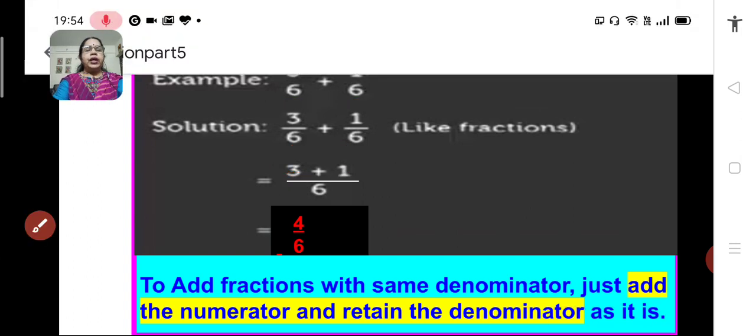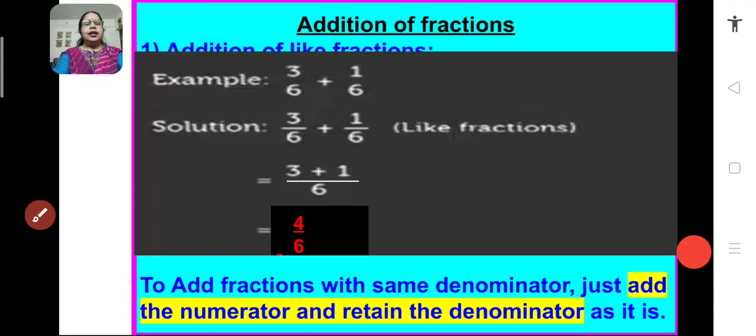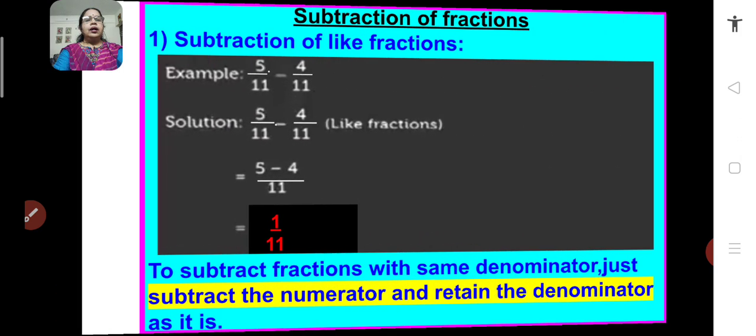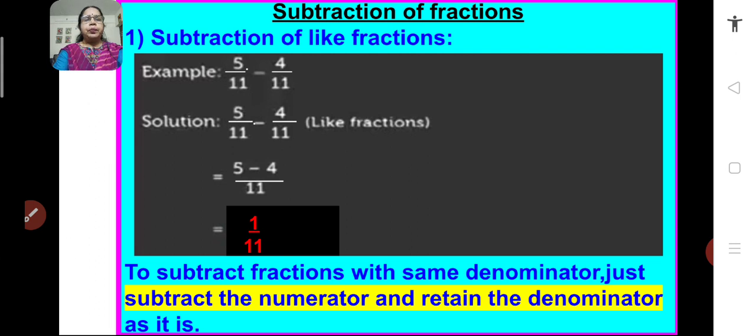So, we can understand from this that if we add like fractions, that means the fractions with same denominator, we just have to add the numerators and the denominator will be retained as such. And when we subtract the like fractions, that means the fractions with same denominator, what do we do? Again, we subtract the numerators and the denominator will be retained.